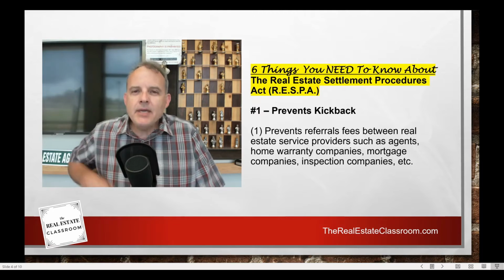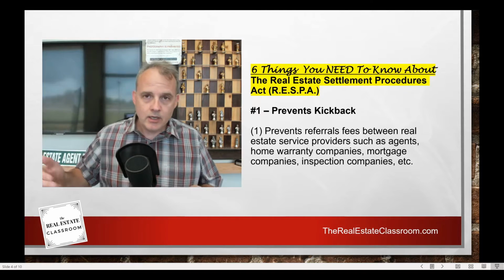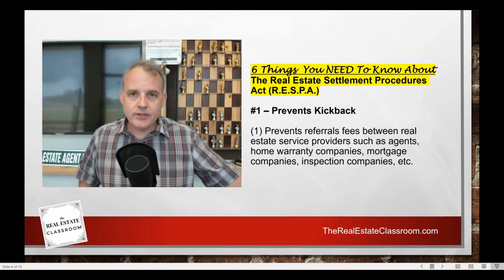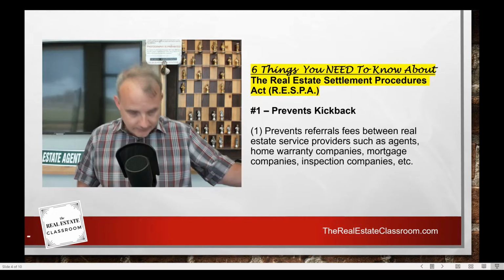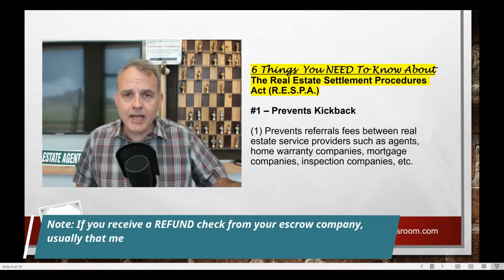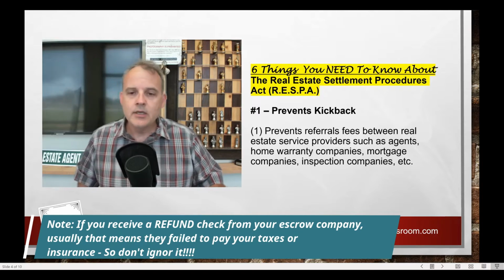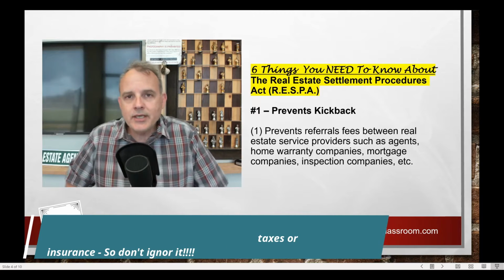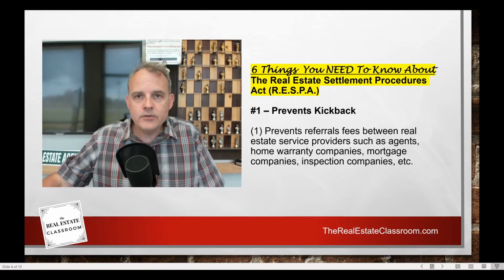So what does that mean? It means that, for example, a real estate agent couldn't go to a loan officer and say, here's the deal. Every buyer that I send you, you cut me a referral fee of $250 or $500. The amount doesn't matter. It's the formation of the business arrangement that's illegal. So that would be considered a kickback, and that would be illegal under the Real Estate Settlement Procedures Act. That is the first thing that the law does.